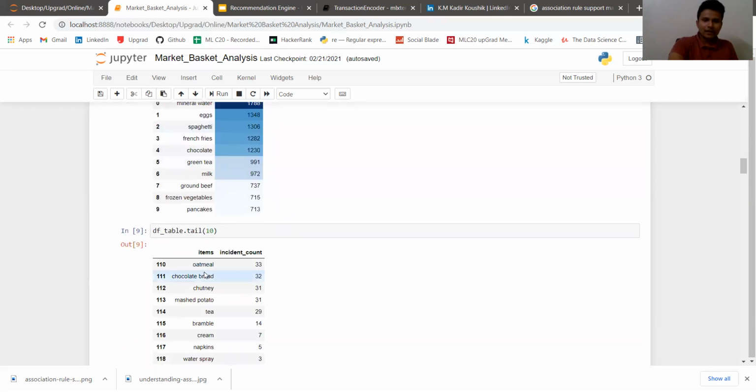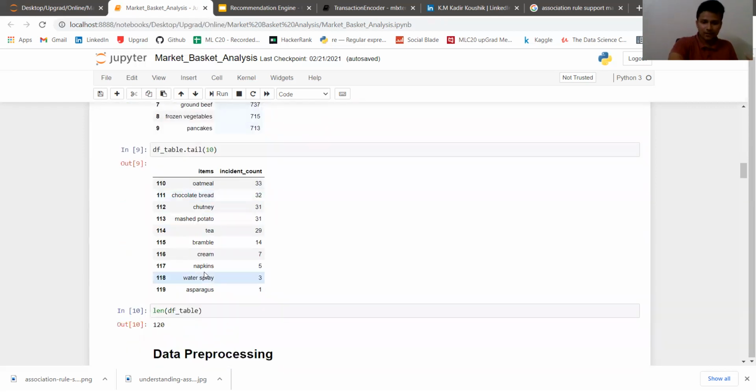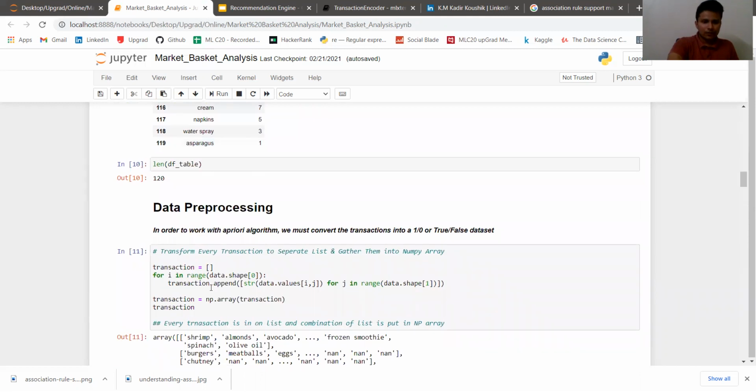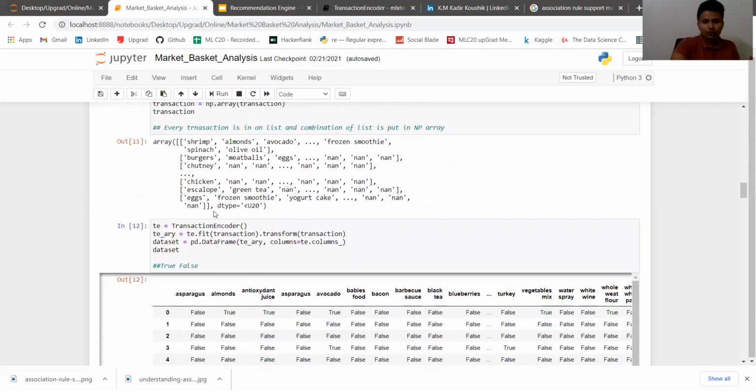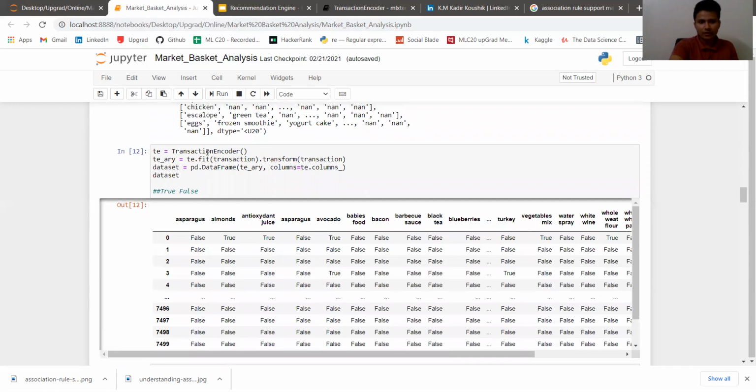We also want to see the least purchased items given the data set. So we see napkins, water spray, asparagus. The length of the table is 120. Okay, let's move forward to the further data processing. Let's first convert the data set into a NumPy array, because we want to convert these string values to Booleans through the transaction encoder library.